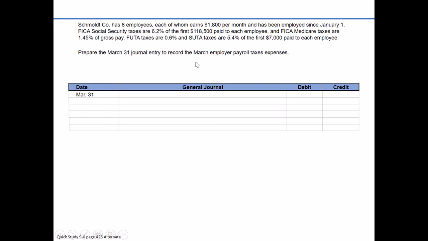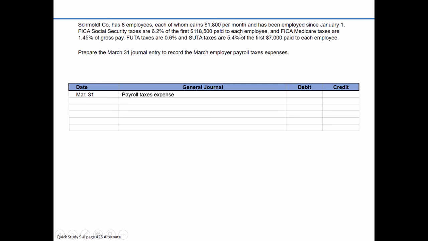So let's start reading through here one by one and build our journal entry. Well, our total expense or cost or additional cost of the business is going to be debited to payroll taxes expense, but I don't know what the dollar amount is until we start building each individual line item. So let's go through here. The first item is FICA Social Security taxes are 6.2% of the first $118,500 paid to each employee.